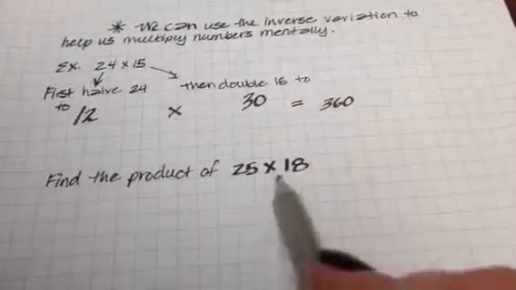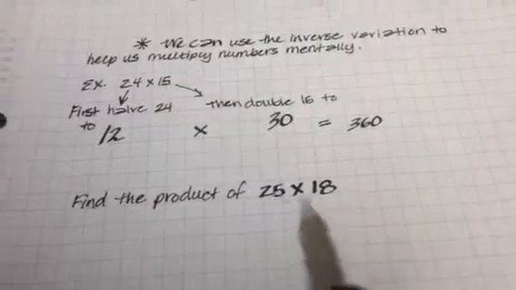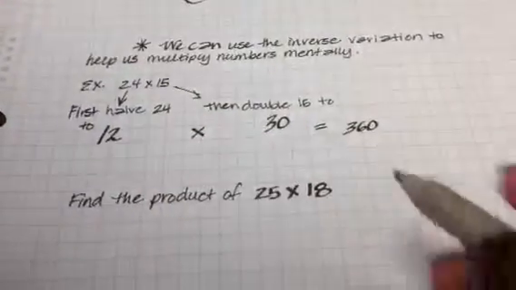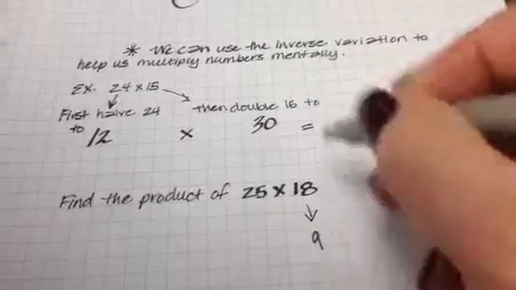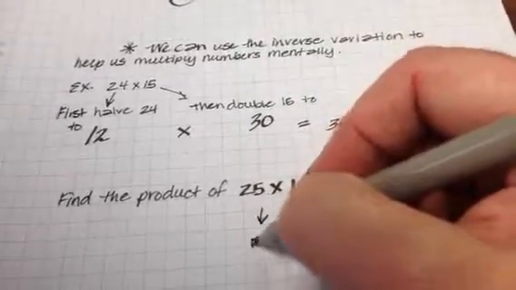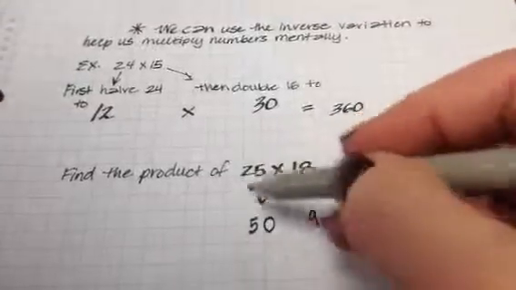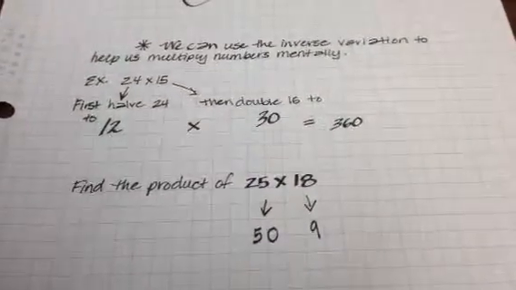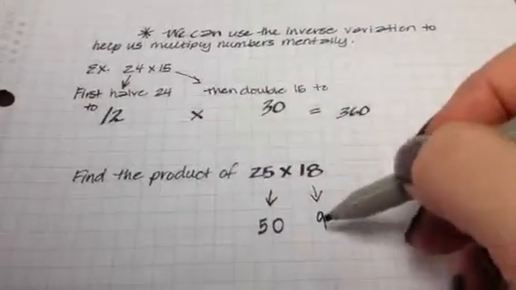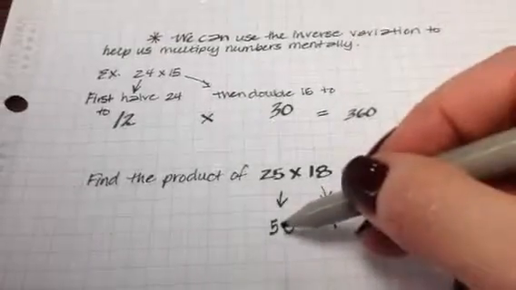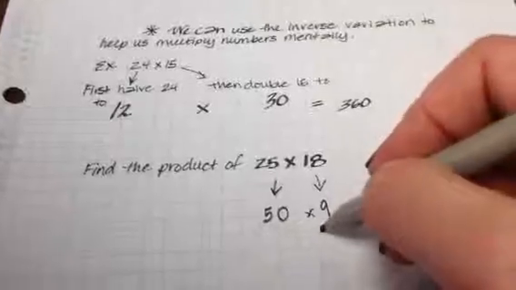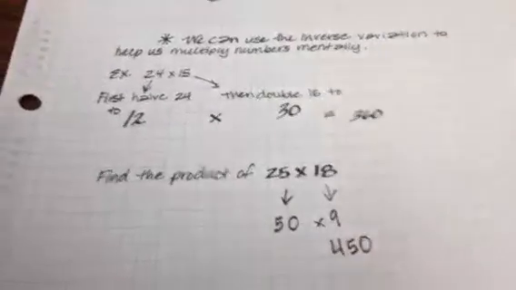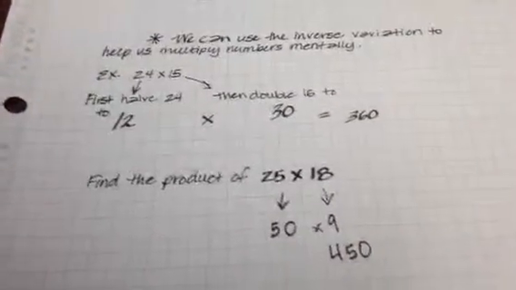All right, so what about this one? Find the product 25 times 18 using this method. Well, 18 is the easiest one to split in half. That would be 9. And then double 25 would be 50. Well, 9 times 5 I know is 45. So 9 times 50 is going to be 450. See, that does make it easier, right?